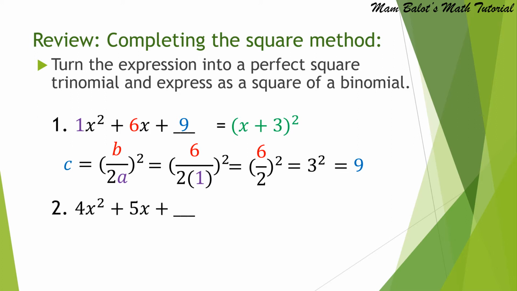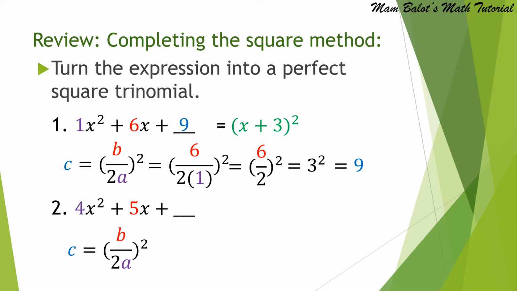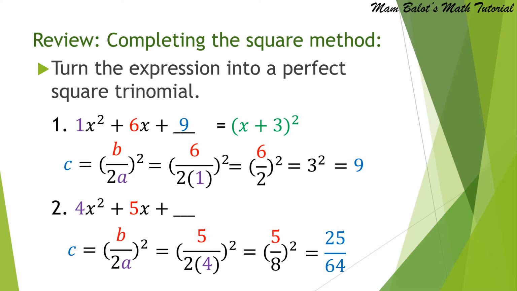Example 2, we have 4x squared plus 5x plus blank. So using now the formula for c, we have a is 4 and b is 5. So we have (5 over 2 times 4) squared. 2 times 4 is equal to 8. So we have (5 over 8) squared, which is equal to 25 over 64. So the last term is 25 over 64.